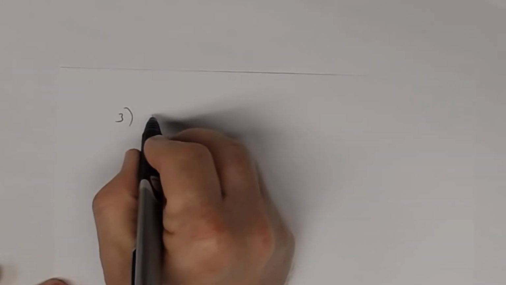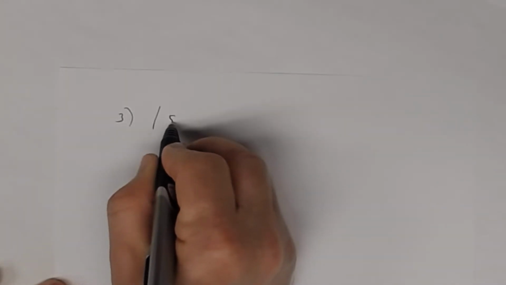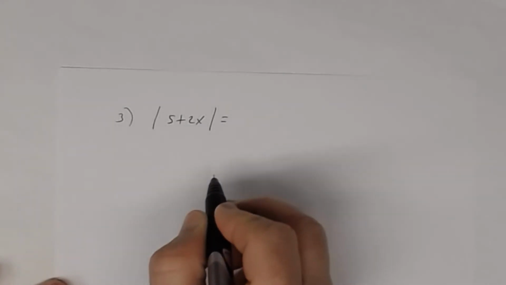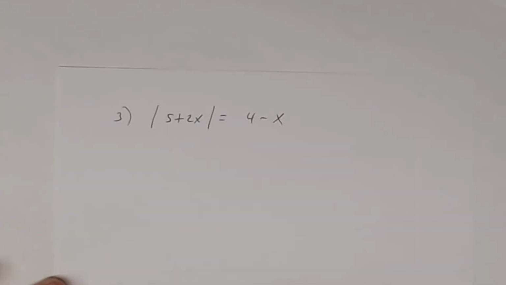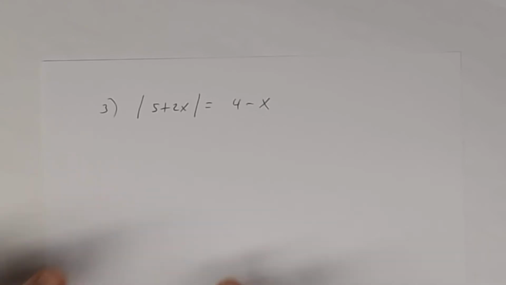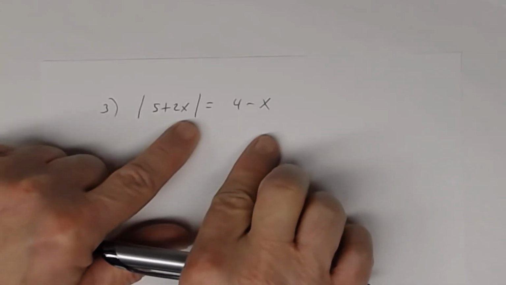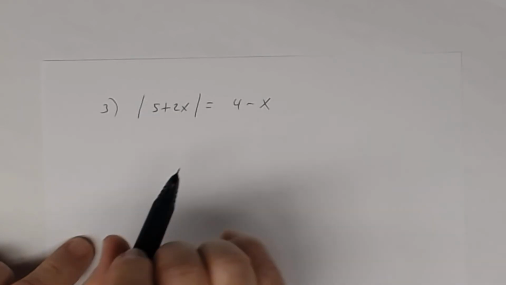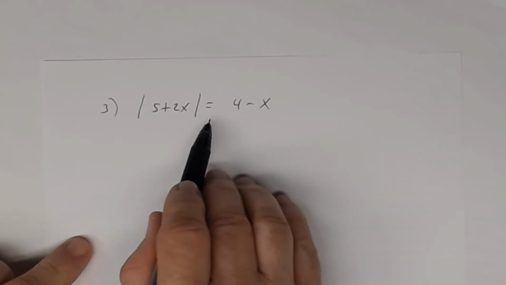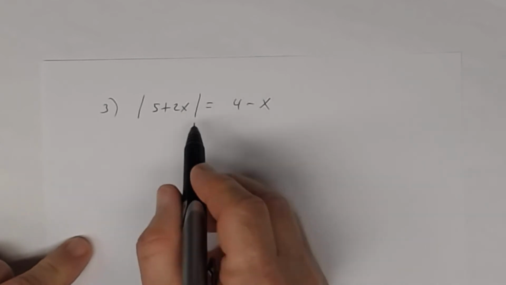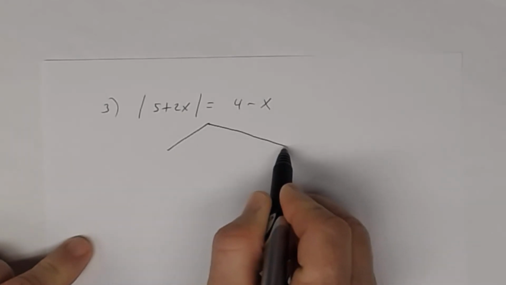Okay, let's look at number 3. So for number 3, let's suppose we had the absolute value of 5 plus 2x is equal to 4 minus x. All right, so again, I have an absolute value equation with variables on both sides. One side has absolute value bars, the other one does not. So I know in this particular case, I can think of this as 2 situations.